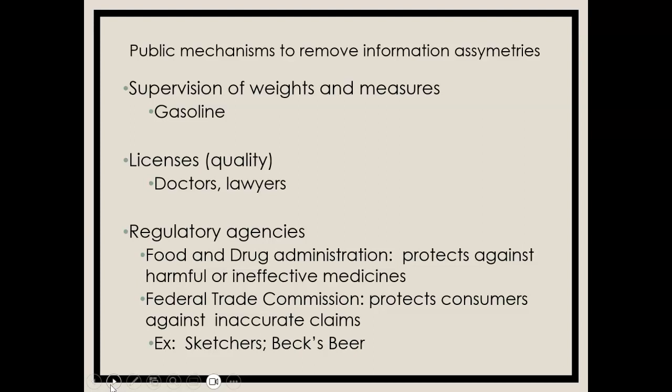Likewise, Beck's beer used to imply that it was made in Germany when it's actually made in the United States, and some people would pay a premium for German-made beer. The FTC told them to stop putting misleading information on their packaging, so now consumers have a better idea of what they're actually buying. So these types of public measures can be used to close those information asymmetries.